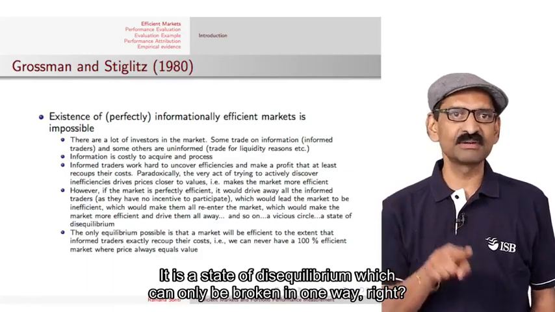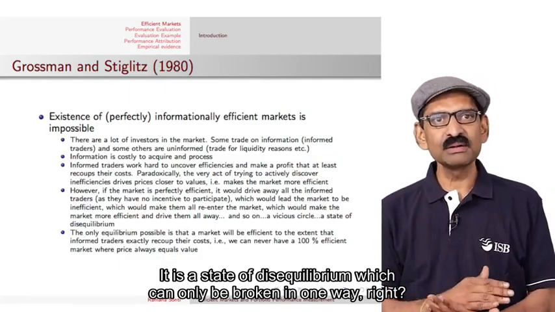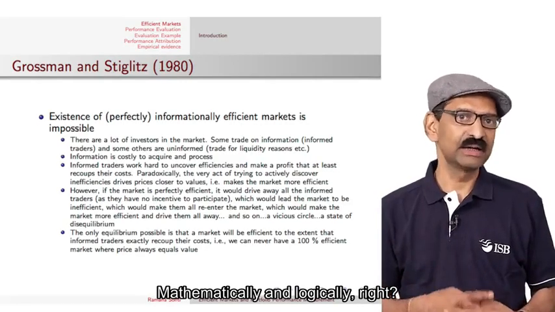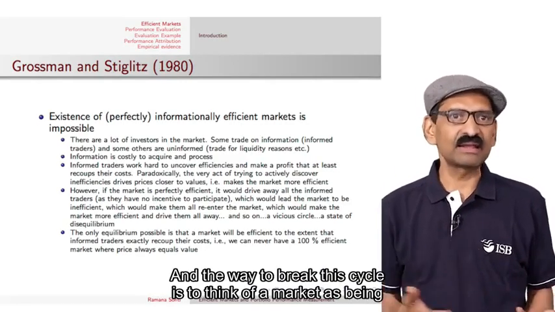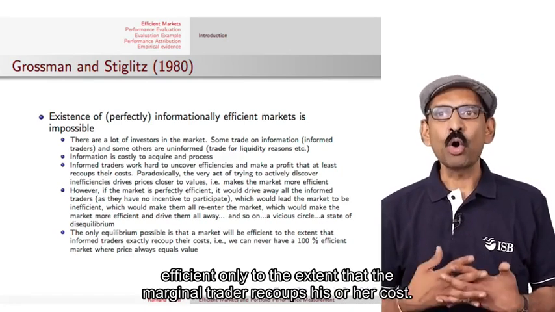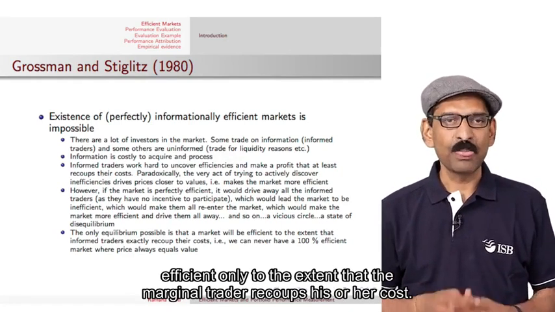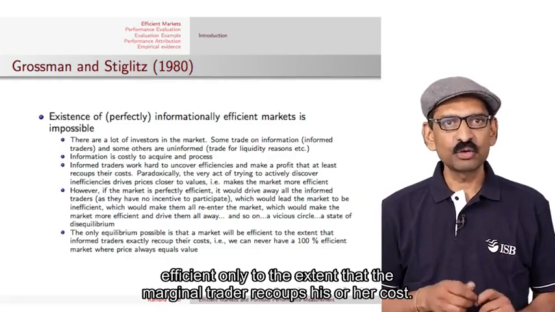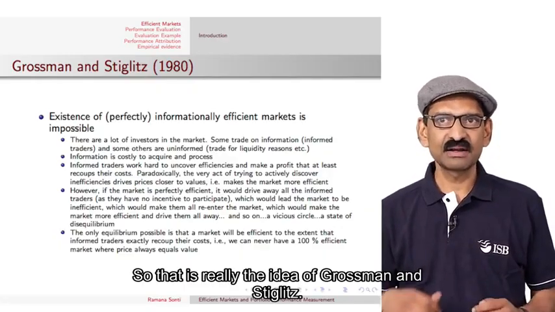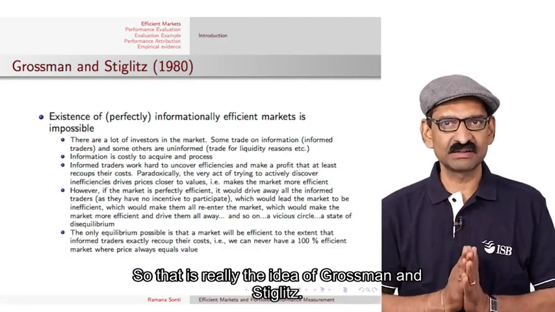So this is a vicious cycle, right? It's a state of disequilibrium which can only be broken in one way, mathematically and logically. And the way to break this cycle is to think of a market as being efficient only to the extent that the marginal trader recoups his or her cost, right? So that is really the idea of Grossman and Stiglitz.